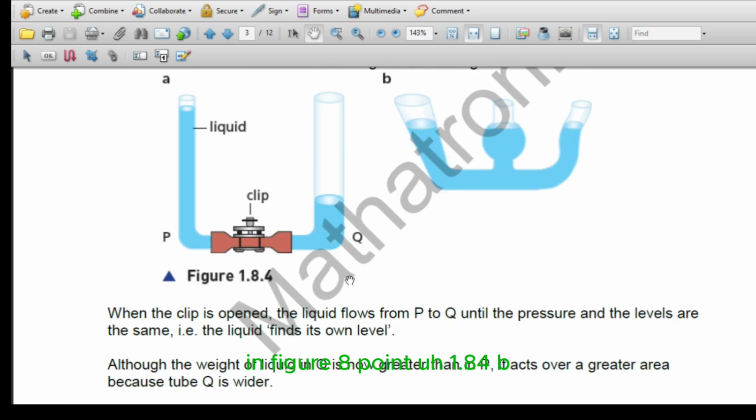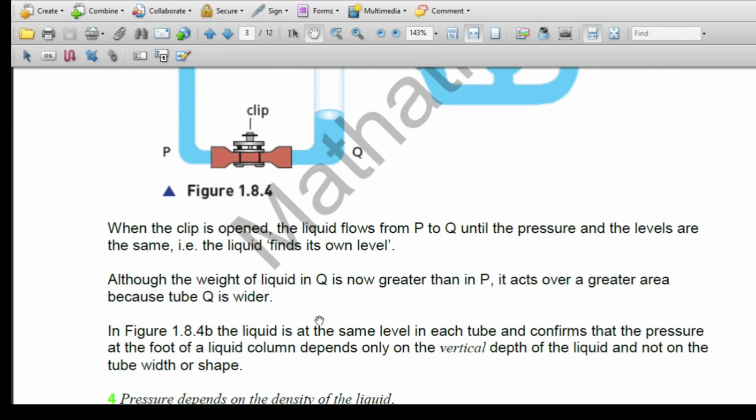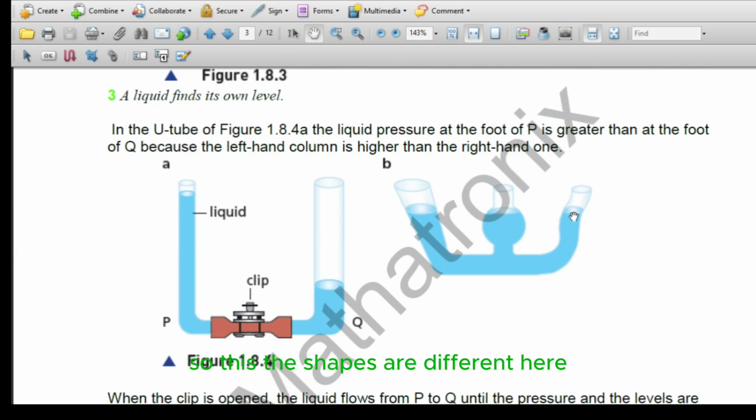In figure 1.84b, the liquid is at the same level in each tube, and this confirms that the pressure at the foot of the liquid column depends only on the vertical depth. So the shapes are different. Here this is wider, spherical shaped, this is a tube shape, flask shaped, while this is a tilted shape, but the level is the same irrespective of the shape.